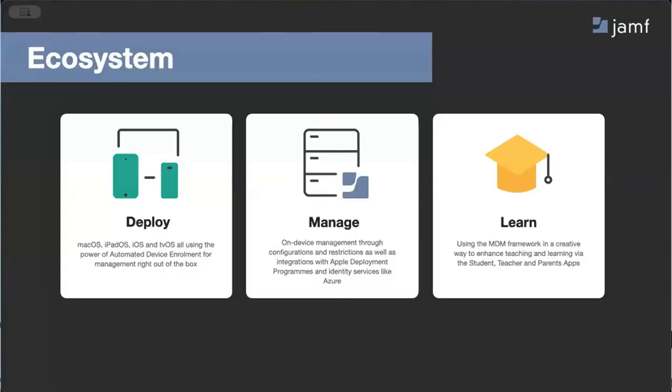We see this in three different ways from the Jamf ecosystem. The first and most common is that we deploy those devices, be that Mac, iPad, or Apple TV, so that everything works straight out of the box, minimizing the time IT has to take to get things set up. We then continue to manage those devices through configurations and restrictions, to make sure the device is set up for exactly the purpose it was intended for.